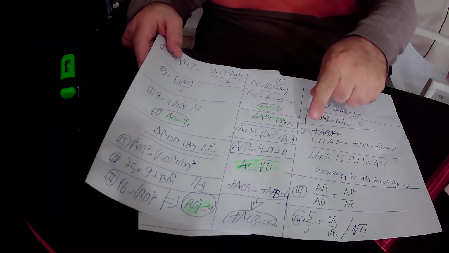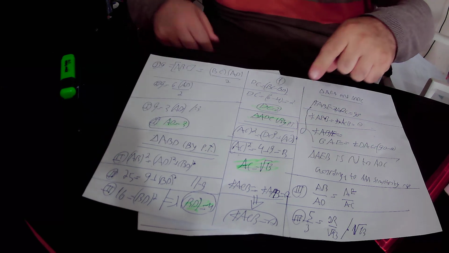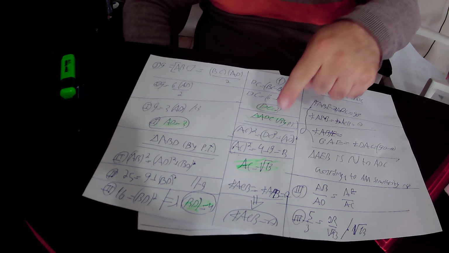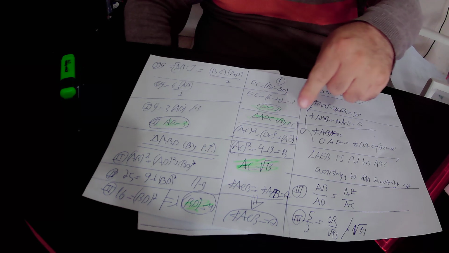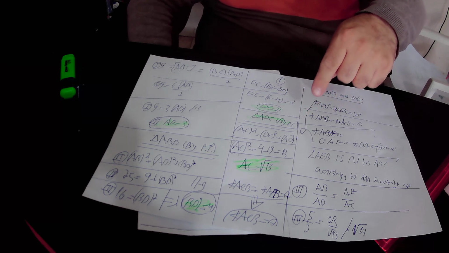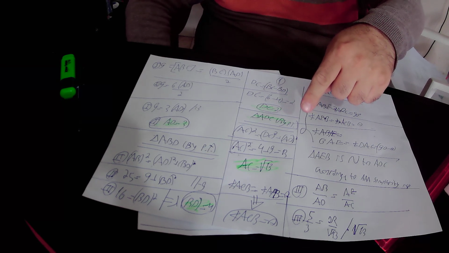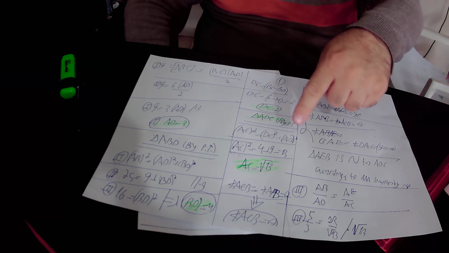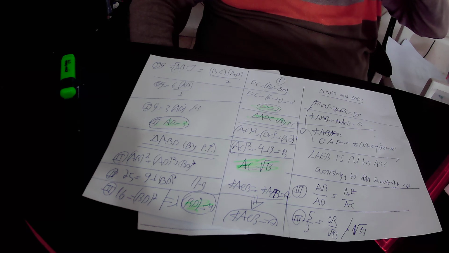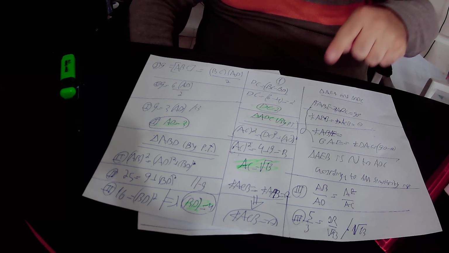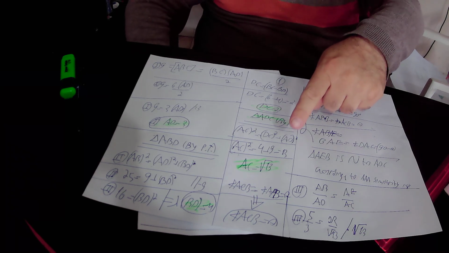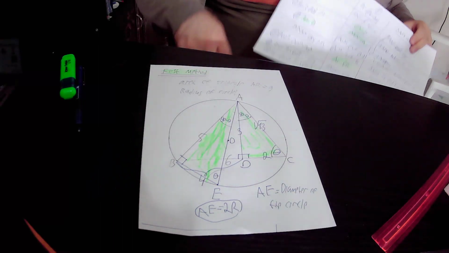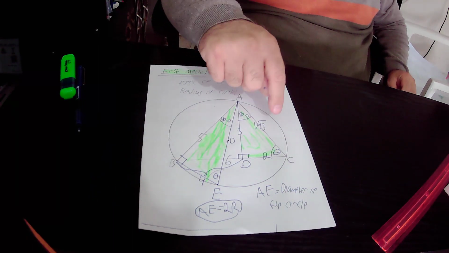AC square equals DC square plus AD square. DC is 2, so DC square is 2 squared, that is 4, plus AD square. AD is 3, so AD square is 9. So in conclusion, AC square equals 4 plus 9, that is 13. So AC square equals 13. We took the square root of this equation, and we found out that AC equals the square root of 13 units.